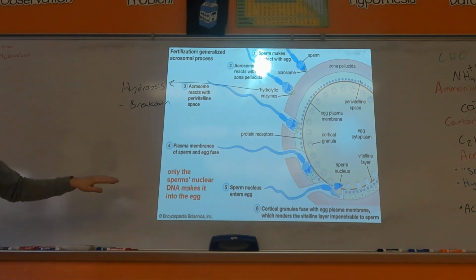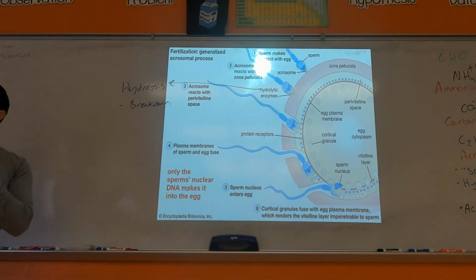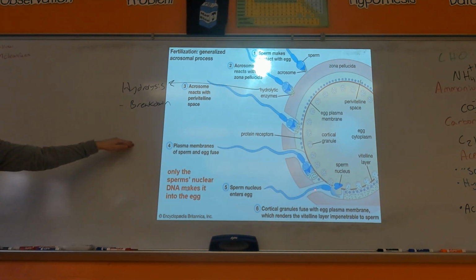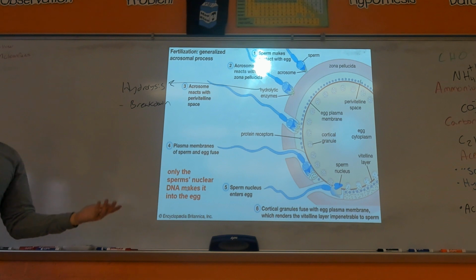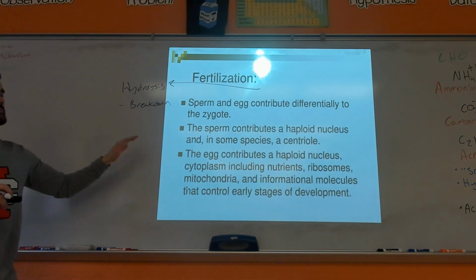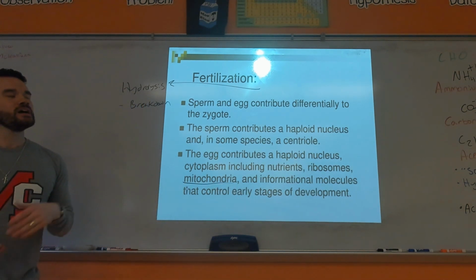In other words, the mitochondria that the sperm used to get to the egg, all of the mitochondrial DNA that's inside the mitochondria, remember, mitochondria and chloroplasts have their own DNA, that DNA from the mitochondria of the sperm does not make it inside the egg. And that's crucial because that means only the mitochondria from the female are going to contribute that information.